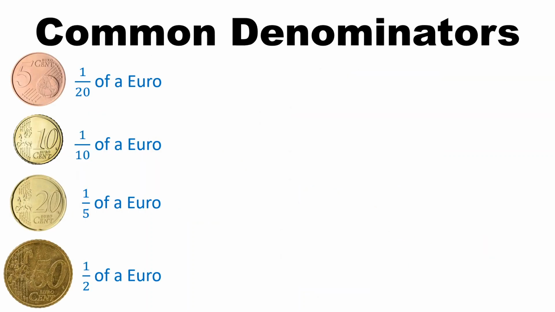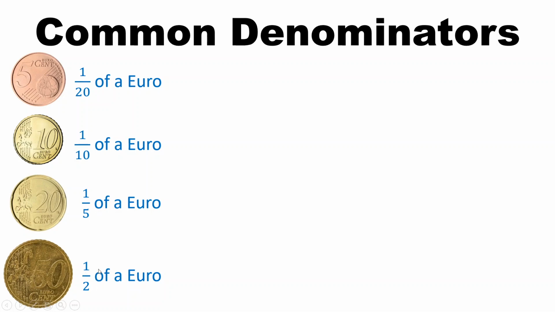Now I can compare my different coins, but I know they don't have the same value. The size of the denominator, that's the bottom number, the 20, the 10, the 5, and the 2, tell me how many of these coins it would take to make 1 full euro. And the numerator, that's the top numbers, tell me how many of these pieces of a whole I have. So if it takes 20 pieces to make up 1 whole, 1/20th is much less than, for example, 1/2.